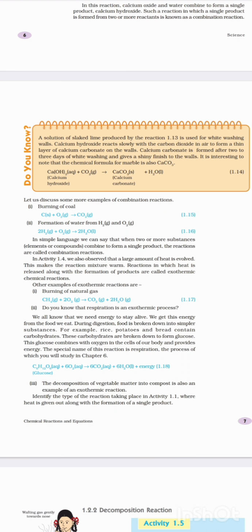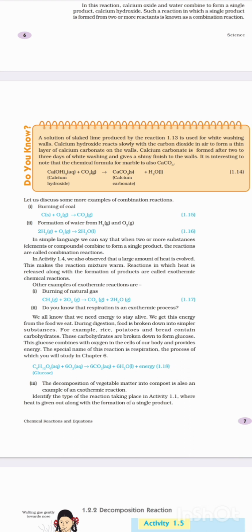Also, one more thing: in activity 1.5, we observed that a large amount of heat is evolved. This makes the reaction mixture warm. A reaction in which heat is released along with the formation of product is known as an exothermic chemical reaction. I have already told you before that there are two types of reaction: exothermic and endothermic. Reactions in which heat is released are known as exothermic reactions, whereas reactions which require heat or energy for completion are known as endothermic reactions.